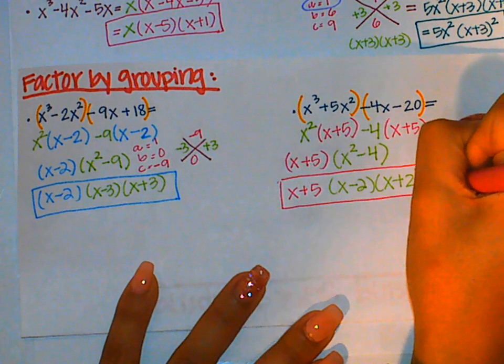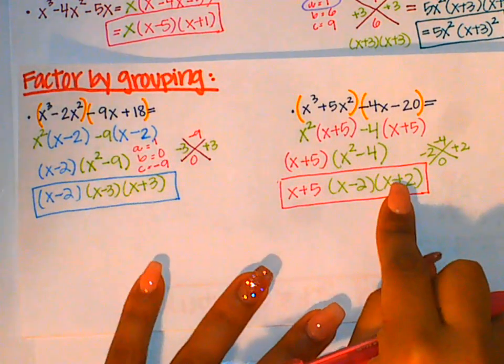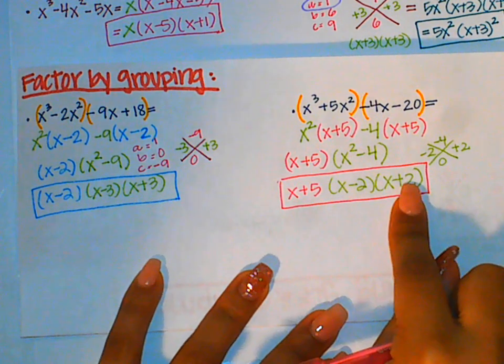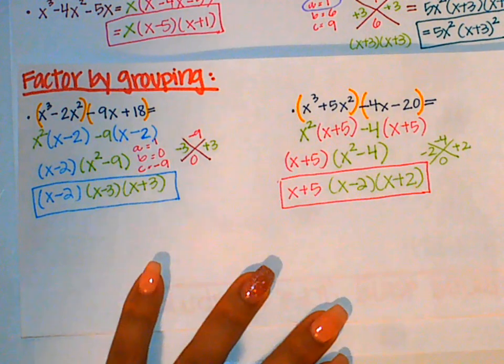You notice that this is a binomial times a binomial, which we know how to multiply. So if you wanted to check your answer, you can multiply this out and make sure that you get that right there.